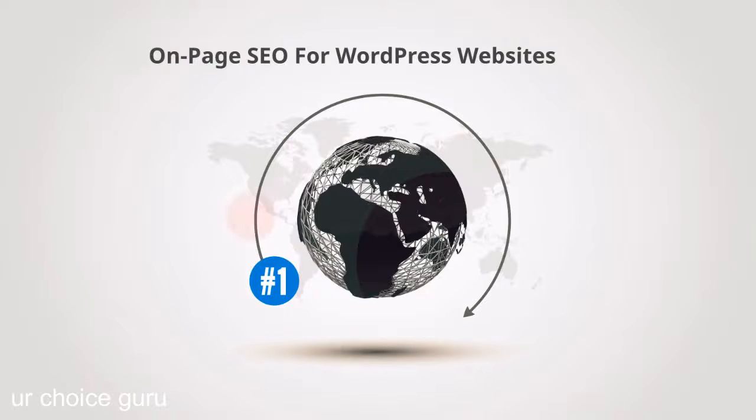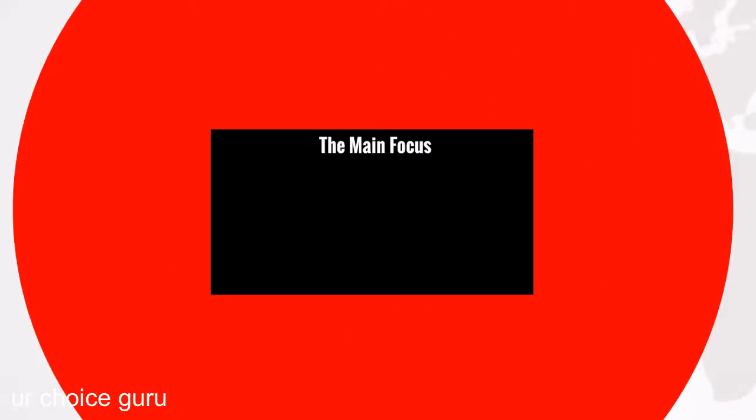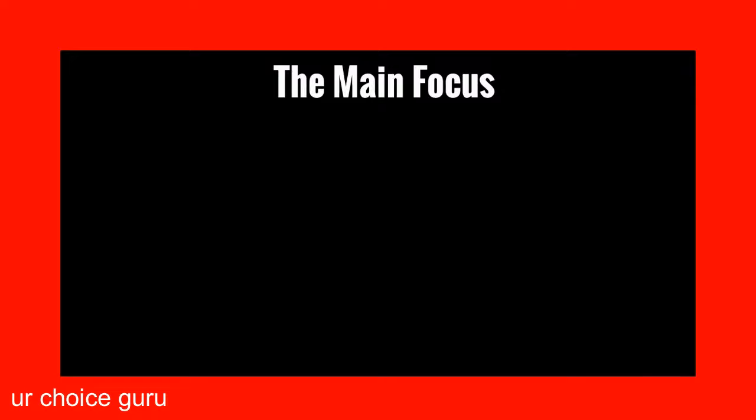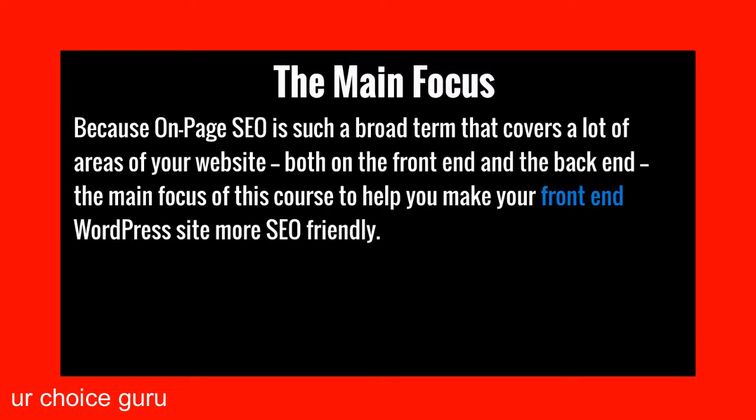Hello and welcome back. This is video number 2, and in this video we're going to talk about the main focus so that you have a better, clear view of what we're going to talk about in this video course. You see, because on-page SEO is such a broad term that literally covers a lot of areas of your website, both the front end, such as the text, the content, and all of that, and the back end, like sitemaps, the XML sitemap, and all of that.